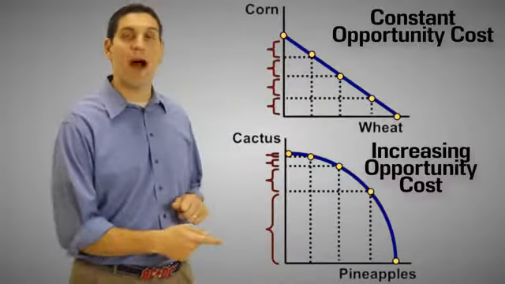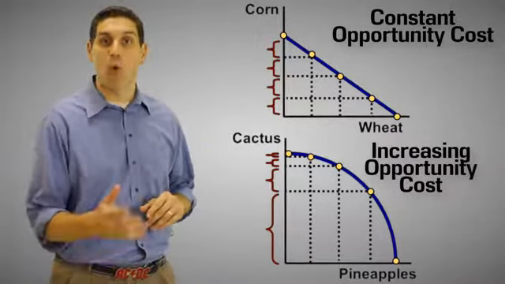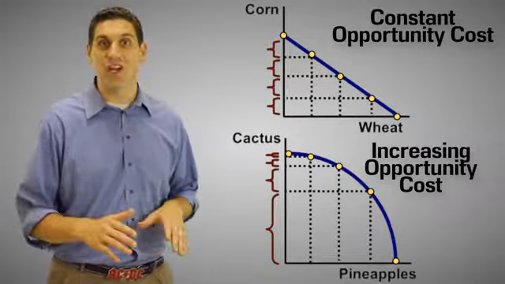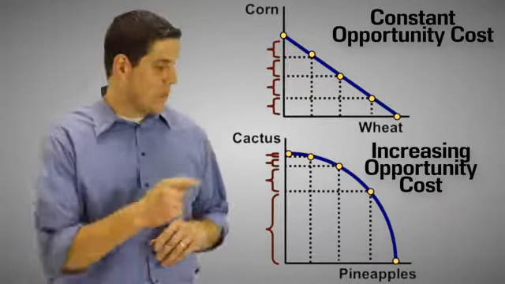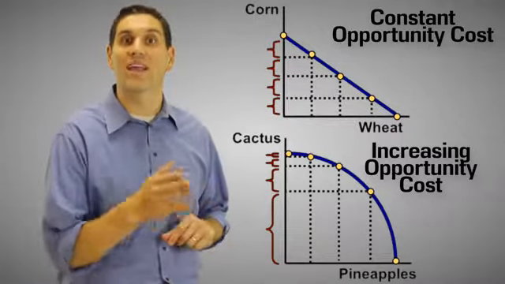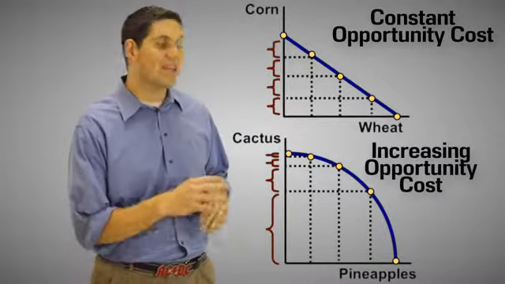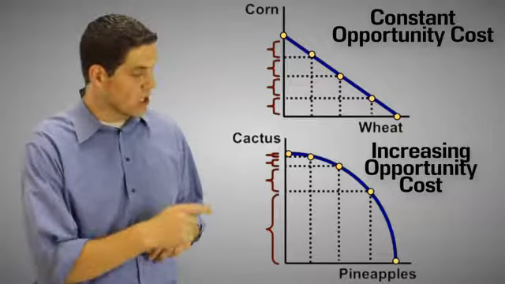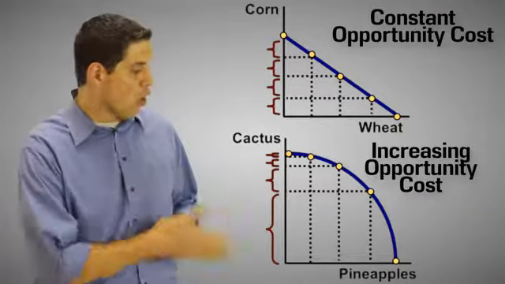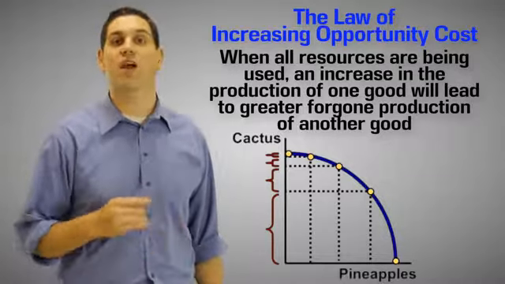Cacti! So when we first start producing pineapples, we're going to give up just a little bit of cacti. This is because we're going to use the land that's more suited towards pineapples, and it's not very good at producing cacti, and so we're going to lose a little bit of cacti and get a good amount of pineapples. Now, as we keep doing that over and over again, we're going to give up more and more cacti. This is because we're using resources that are less and less suited towards pineapples, until finally, right here, we're producing just a little bit more pineapples, but giving up a whole lot of cacti. Cacti!